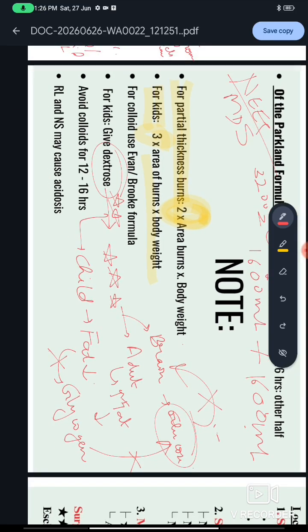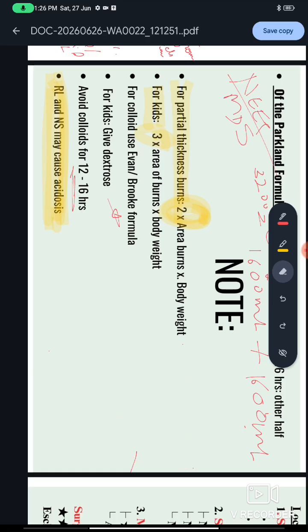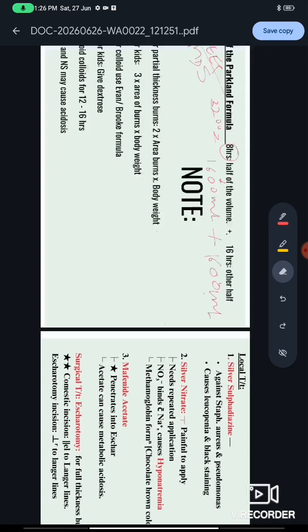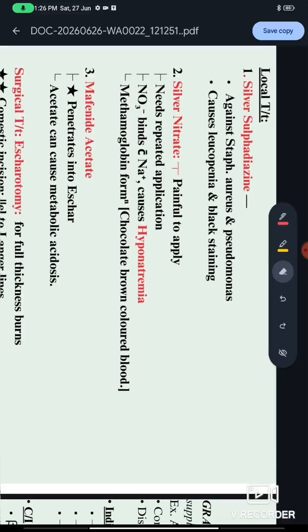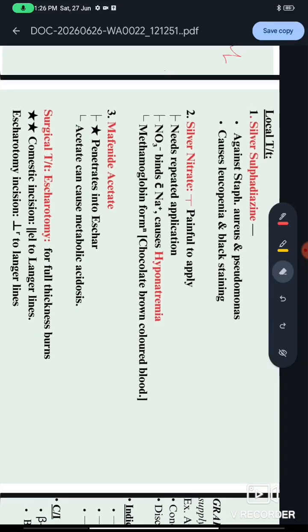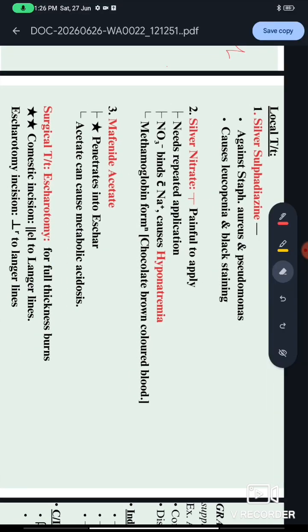Now again, avoid colloid for 12 to 16 hours, and again this is very important, that Ringer lactate and NS can cause acidosis. Clear? Now let's move forward. How do you treat the burns wound locally, which is the burns dressing? There are 3 things which you can apply on the dressing. Again, there are things like open dressing and closed dressing. We will not discuss that in so much detail because it is not important from your MDS point of view.